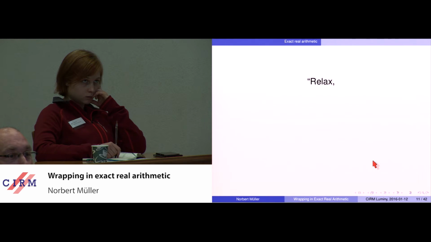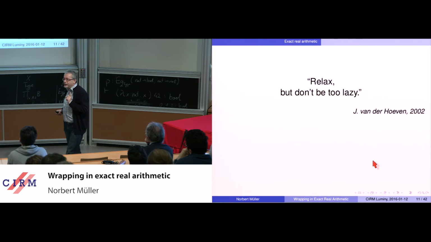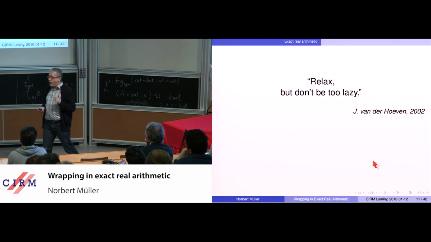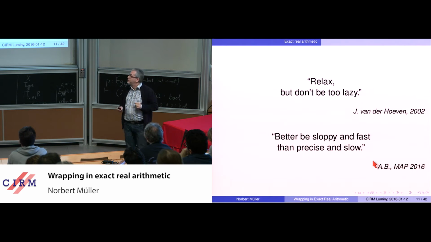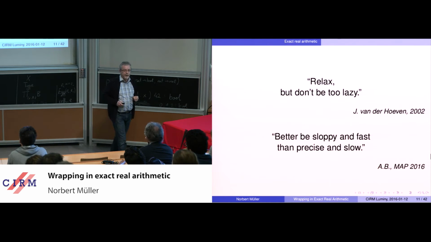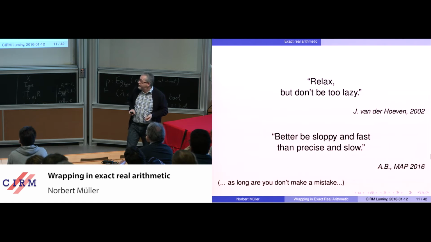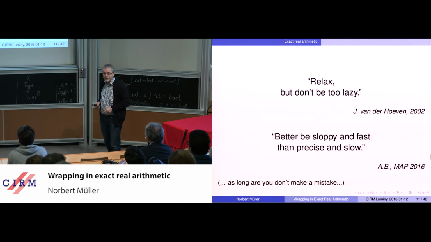I found a nice paper by Joris van der Hoeven: Relax, but don't be too lazy. Don't do all this lazy stuff all the way. Or there was another nice sentence yesterday by someone: better be sloppy and fast than precise and slow. So maybe there are better ways to do this, and this would be correct as long as we don't make mistakes. As long as everything is correct, it's nice.